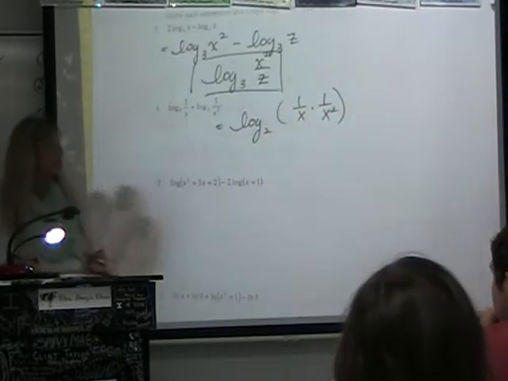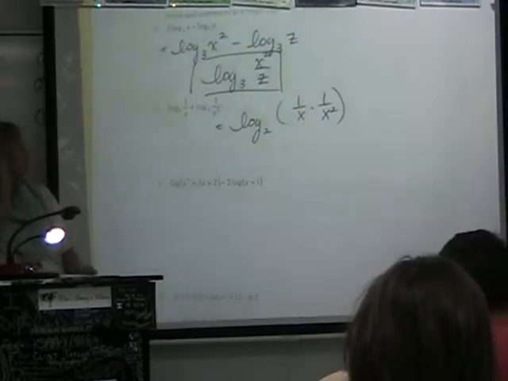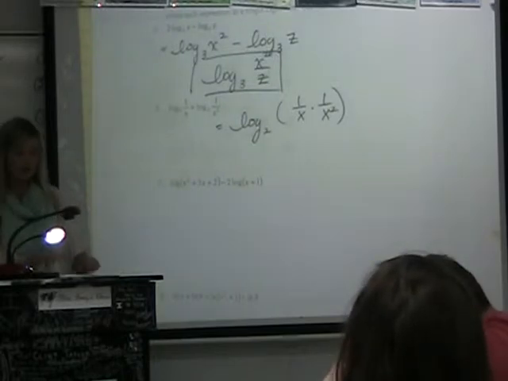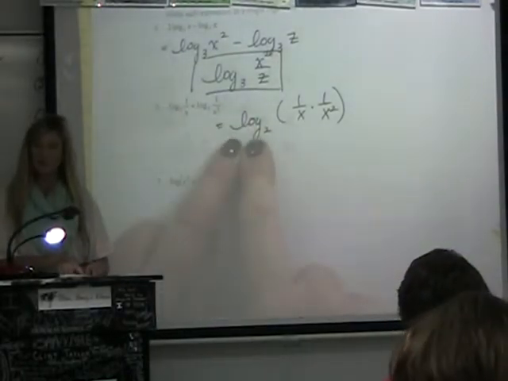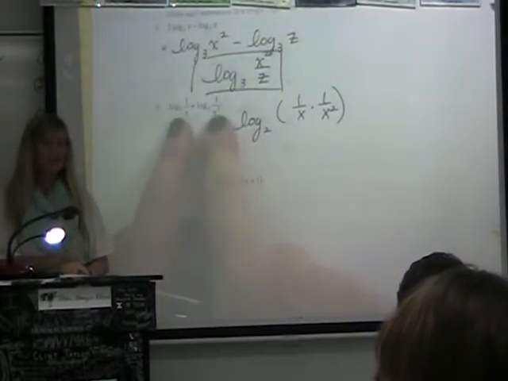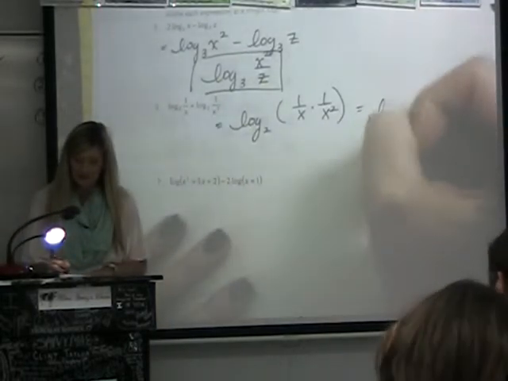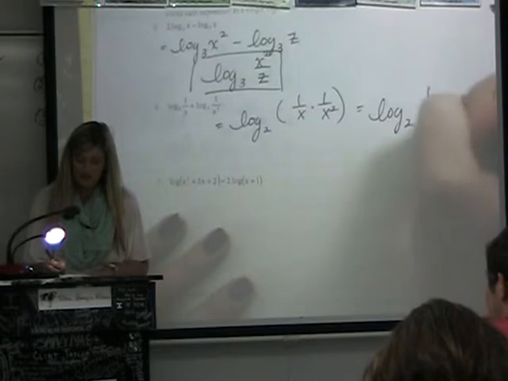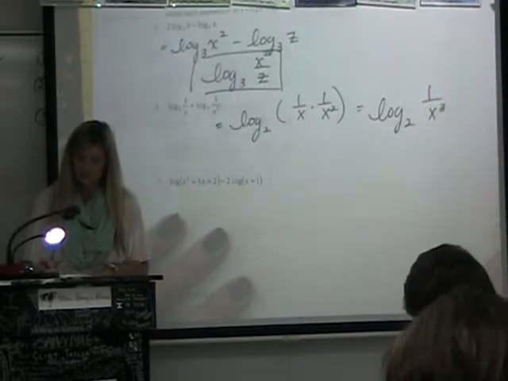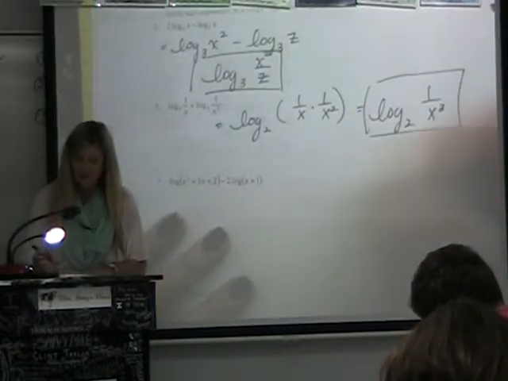So we have log base 2 of 1 over x times 1 over x squared. Again, we went from 2 logarithms down to 1. We multiplied the 1 over x times 1 over x squared, and we can simplify that a little bit to make it log base 2 of 1 over x cubed. That's one way that you could write it.